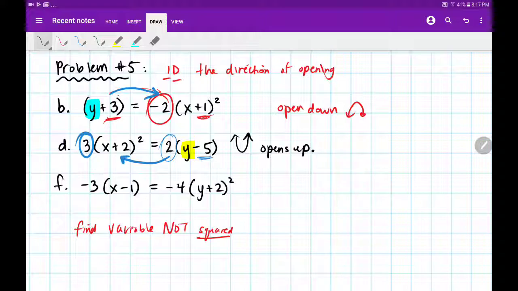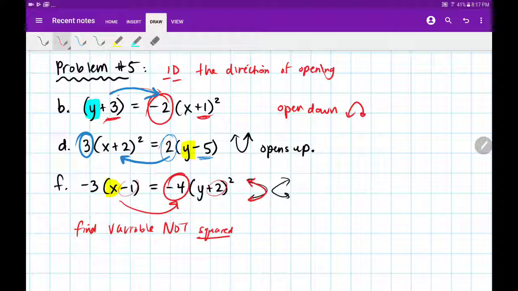Okay, let's do one more. Find the variable that's not being squared. We're on F now. All right, that's x. X is not being squared, so I know I'm opening up along my x-axis, either left or to the right. I need to look at the other side of the equal sign to figure out which it is. I hope you're not looking at this number, and definitely not at anything on this side. The a value is -4. So I'm going to open to the left.